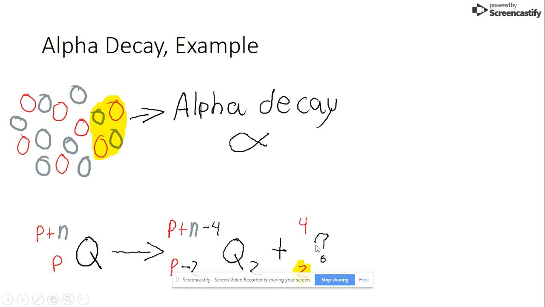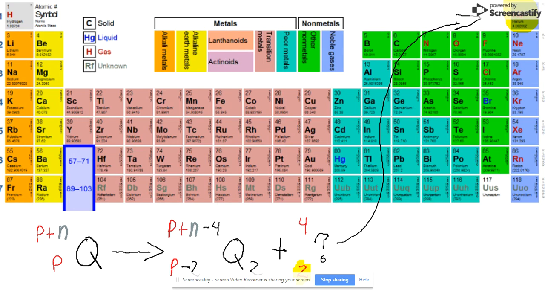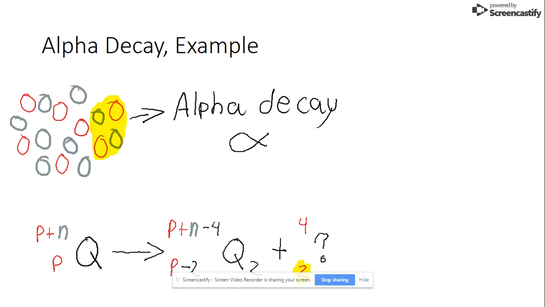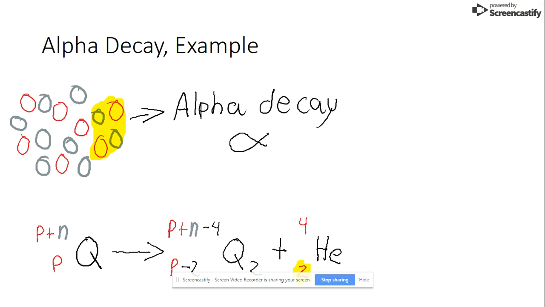So now we have to find this element that has the atomic mass of 4 and the atomic number of 2. If we look for it in the periodic table, we can see that it's helium. So then this would be the whole problem.